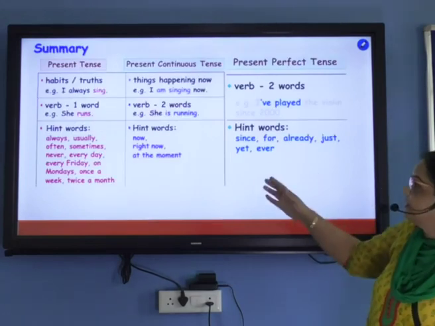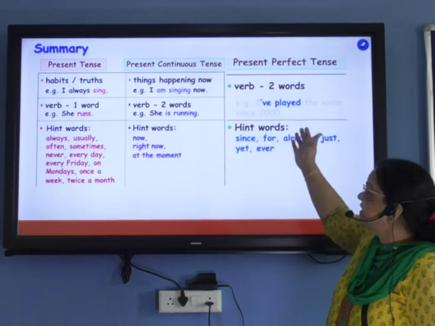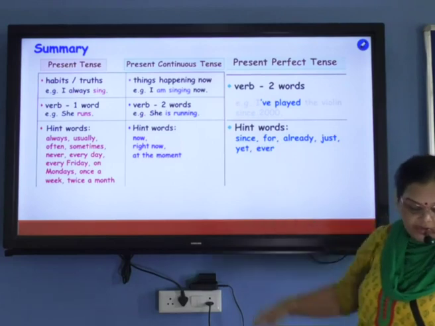This is the summary. You can again see when the usage of these tenses. Then you can see the examples. Then you can see the hint words. Okay.